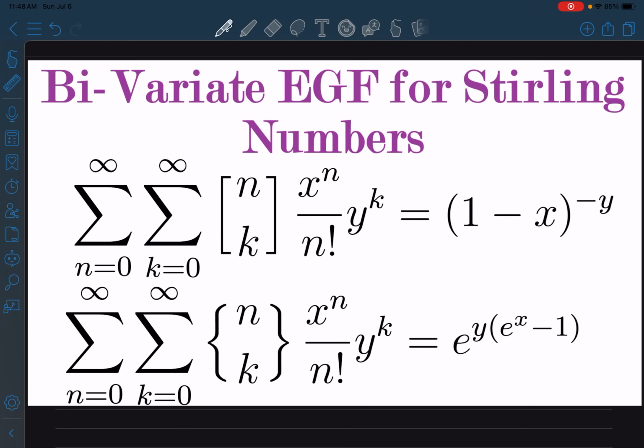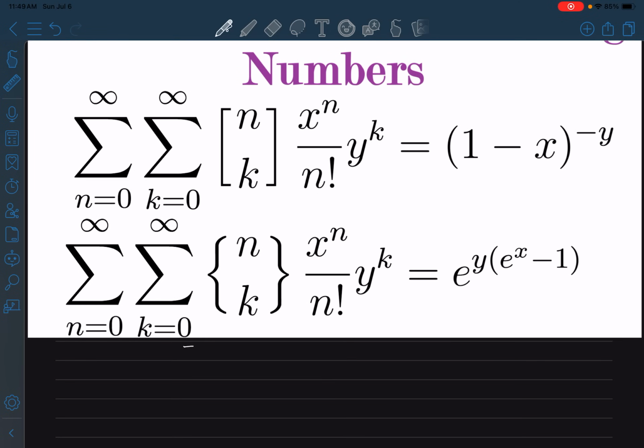Bivariate EGF for Stirling numbers. In my earlier videos, I was trying to derive the exponential generating function for Stirling numbers of the first and second kind. This one over here is the Stirling number of the first kind, and this is the Stirling number of the second kind. You might have noticed that the notation is made to mimic the combination symbol.